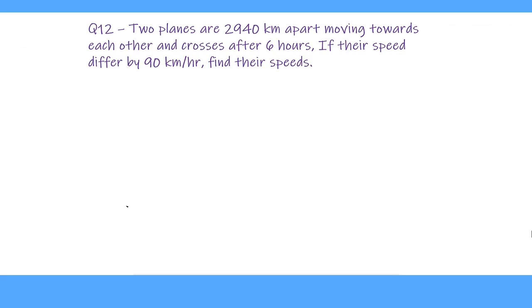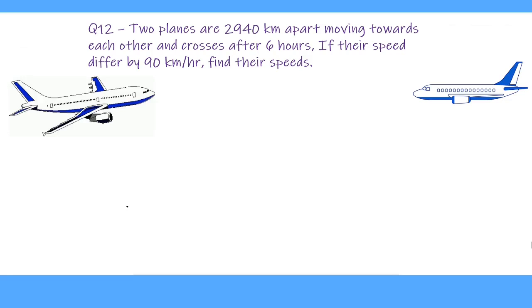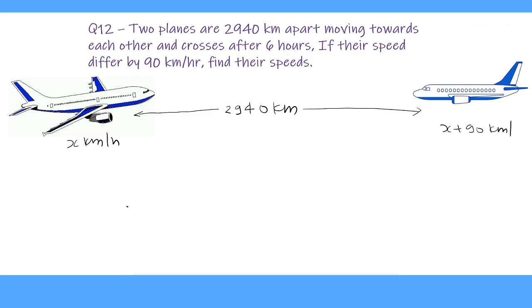Two planes are 2940 km apart, moving towards each other and cross after 6 hours. If their speeds differ by 90 km per hour, find their speeds. These are our two planes and the distance between them is 2940 km. One is moving with speed, let the speed of one plane be x km per hour. Then the speed of the other plane will be x plus 90 km per hour, as it is given that the speeds differ by 90 km.